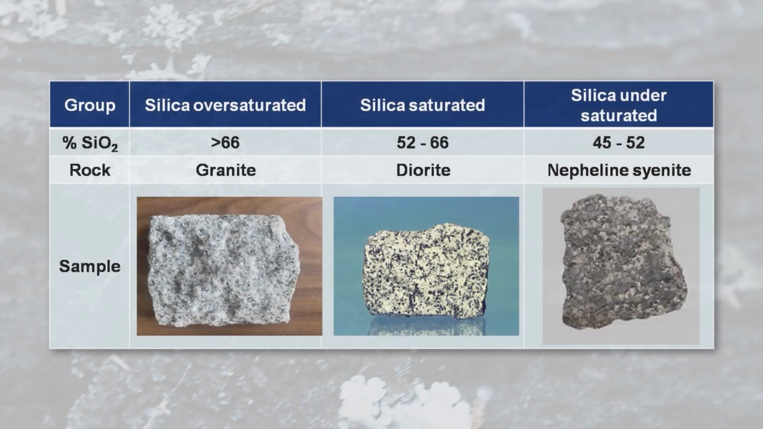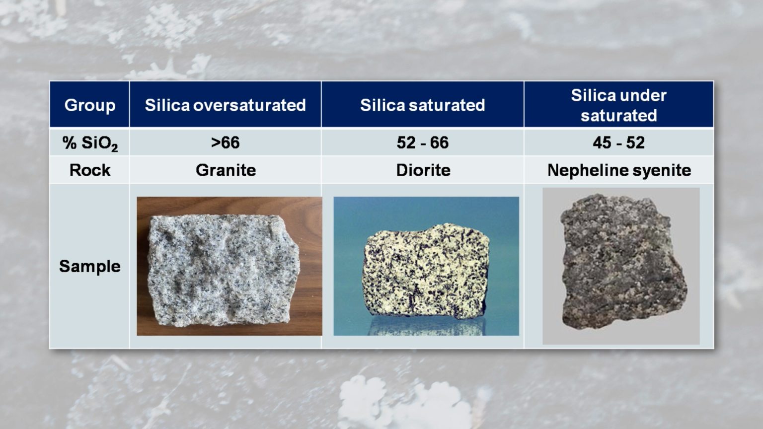So here we have the classification, we have the groups silica oversaturated, silica saturated and silica undersaturated. Silica content is being shown, which for silica oversaturated is more than 66%. The rock which crystallizes under this group is granite, and here you can see a granitic rock. Then we have the silica saturated variety, where the silicon dioxide content varies between 52 to 66%.